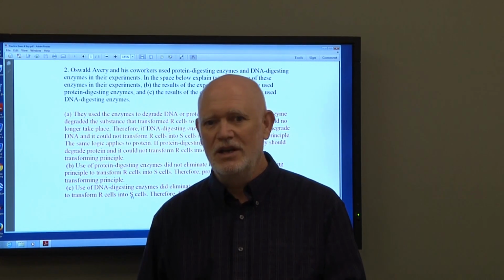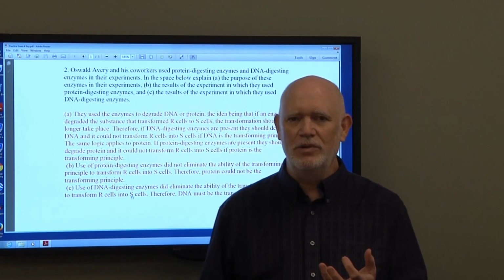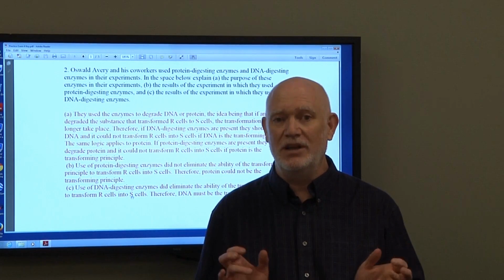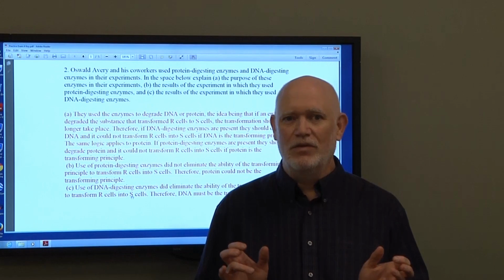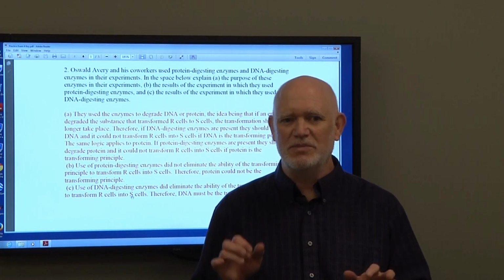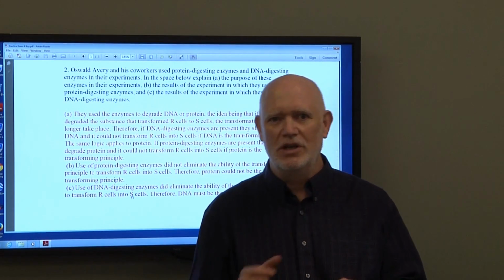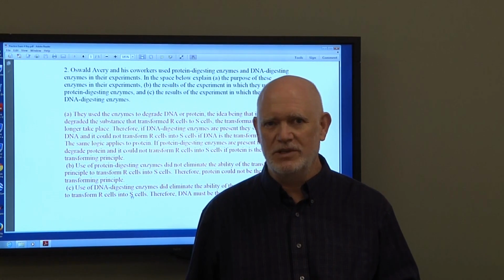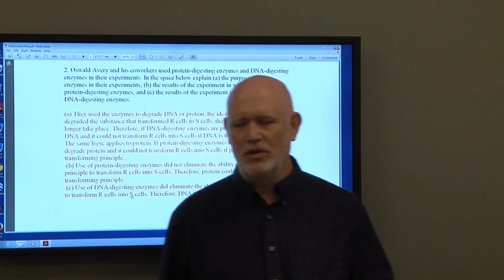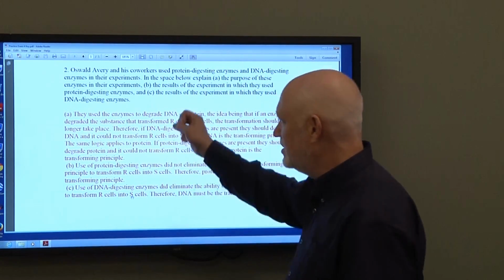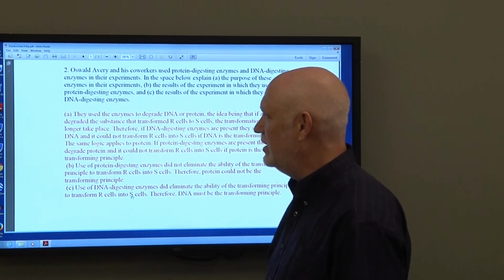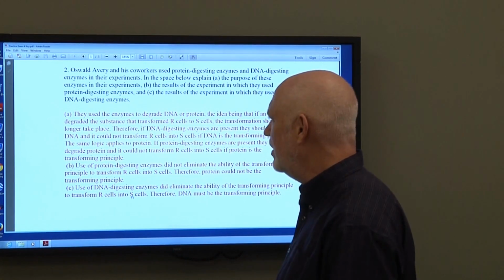On the other hand, they used deoxyribonucleases, enzymes that destroy DNA but not protein. Therefore, if DNA is the transforming principle, if you add that enzyme to it, it should eliminate the ability to transform the cells. So that was their logic in this, and that's essentially what is explained in Part A.